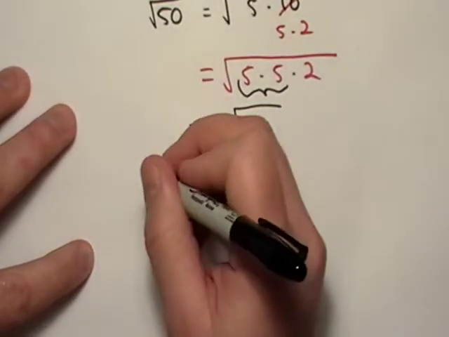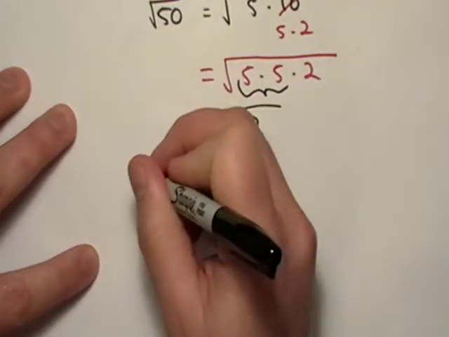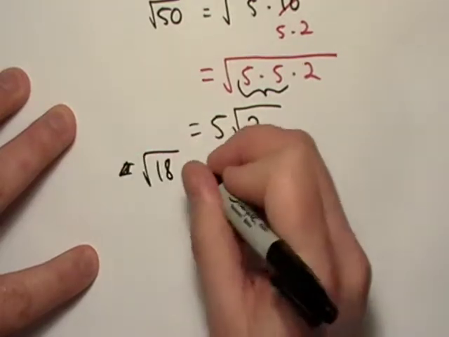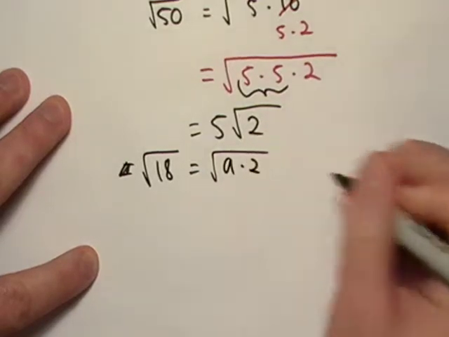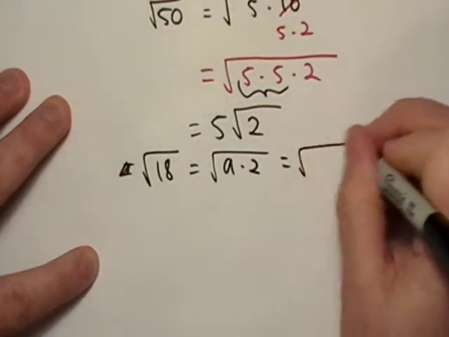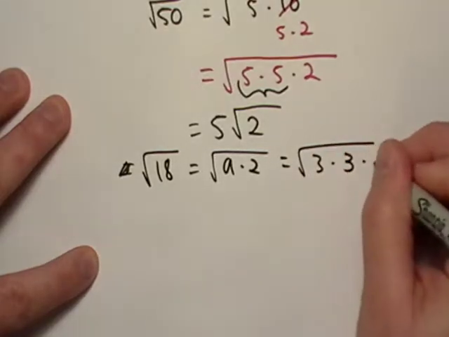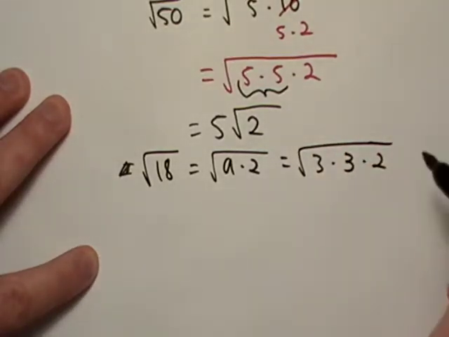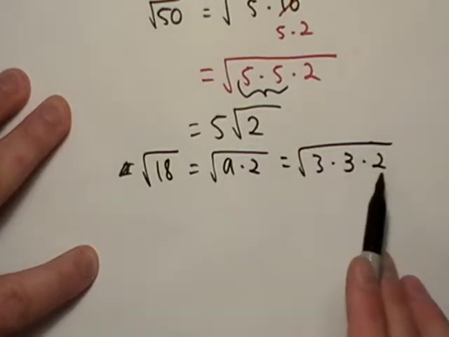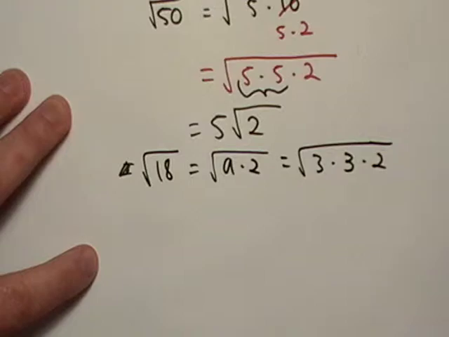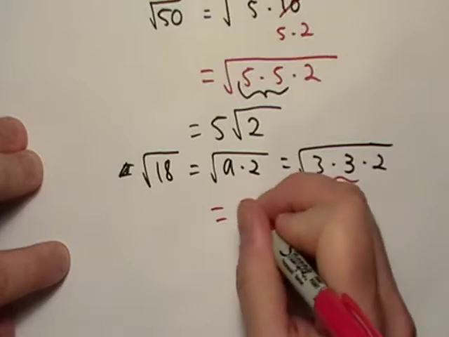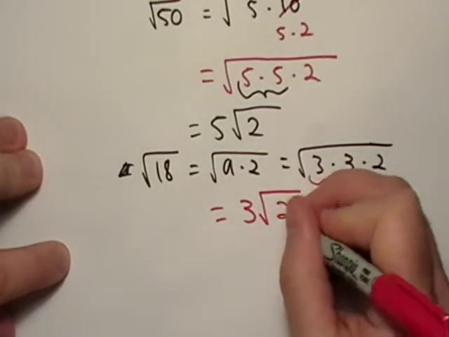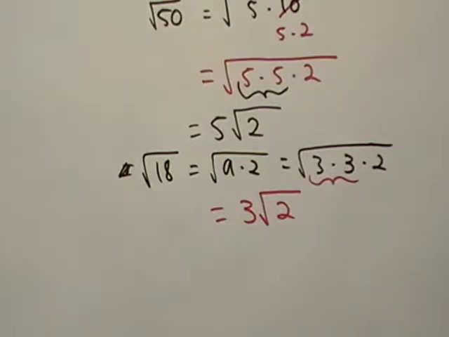So let's say I have the square root of 18. Well, that's 9 times 2, and that's equal to 3 times 3 times 2. So that would be 6 times 3 equals 18. So here's our little pair of numbers. We're going to pull them out of the radical, and once they come out of the radical, they become 1. Not too bad, right?